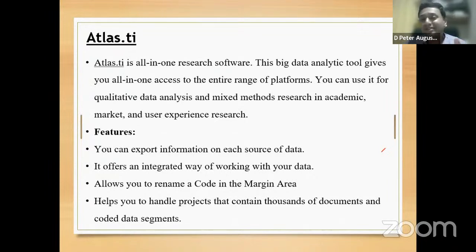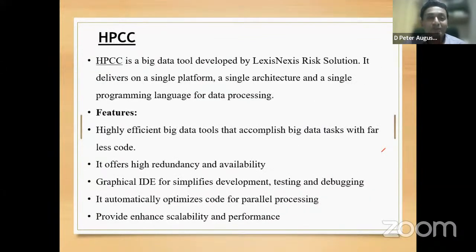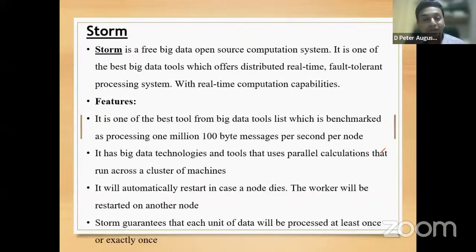Atlas.ai is not completely free. It has a 30-day trial, and we can use it again. It's a big data analytical tool, mainly for research. We can export information on each source of data. Then HPCC is a big data tool from LexisNexis Risk Solutions, which covers big data tasks with far less code. It has a graphical IDE, an integrated development environment, where we can implement all this.